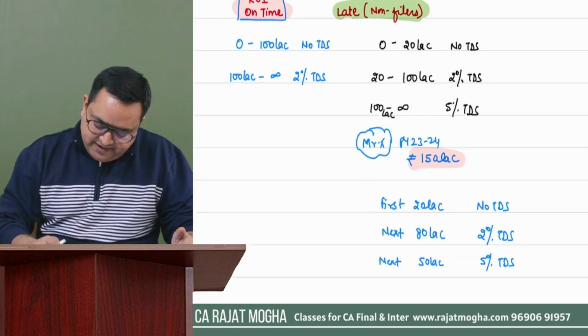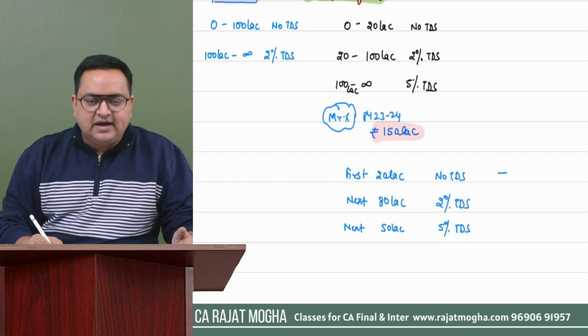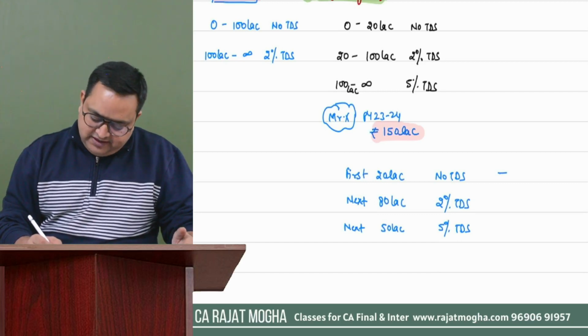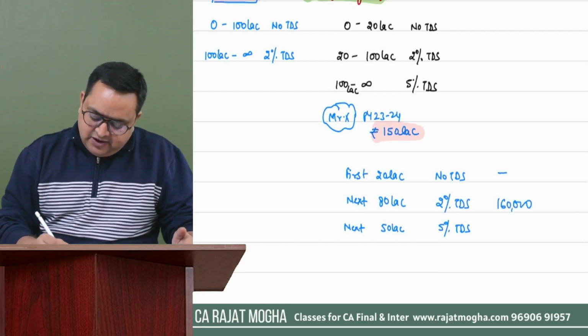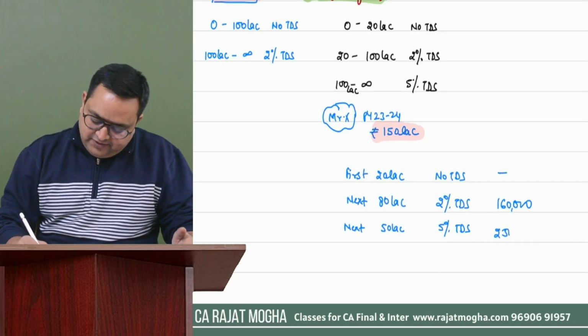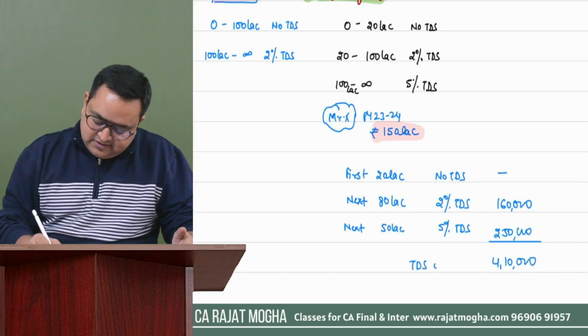So how much will it be? On the first 20 lakh, there will be no TDS. On 80 lakh, there will be 2% TDS. So on 80 lakh, it becomes 1,60,000 TDS. And on 50 lakh, there will be 5% TDS, 2,50,000. So how much would be the total TDS? It would be 4,10,000 is the TDS under section 194.